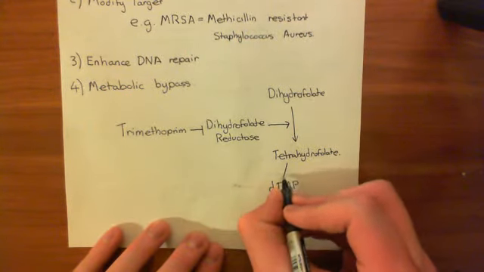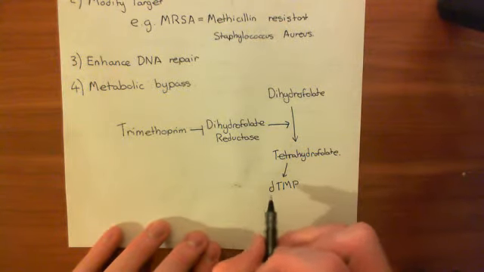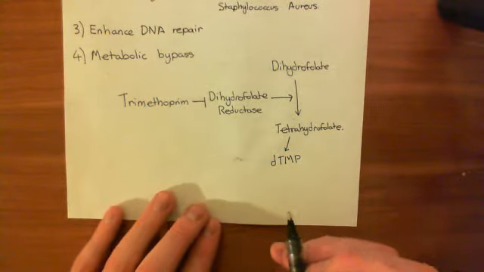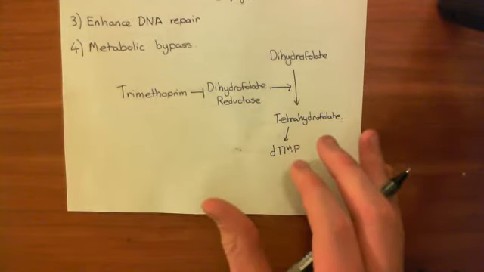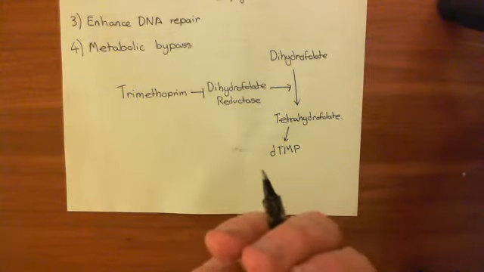You need tetrahydrofolate. If you haven't got tetrahydrofolate, you can't make this nucleotide. You can't make the thymine nucleotide, basically. Okay, so if you don't make the thymine nucleotide, then you can't copy your DNA. If you haven't got enough nucleotides, then how can you copy the DNA?